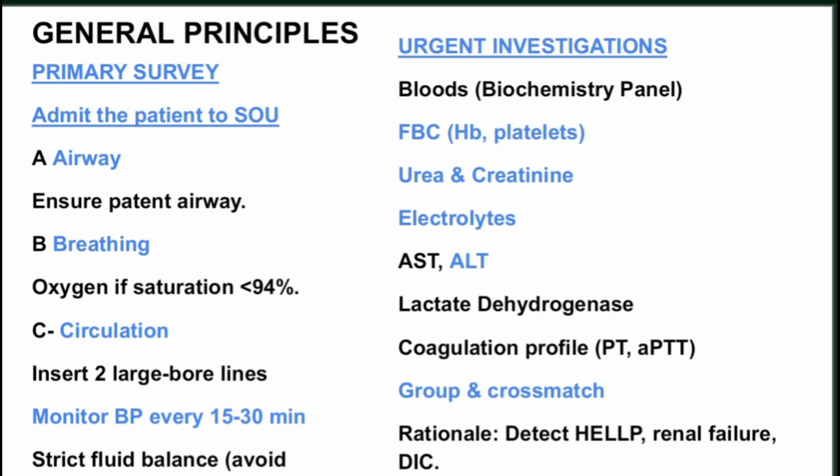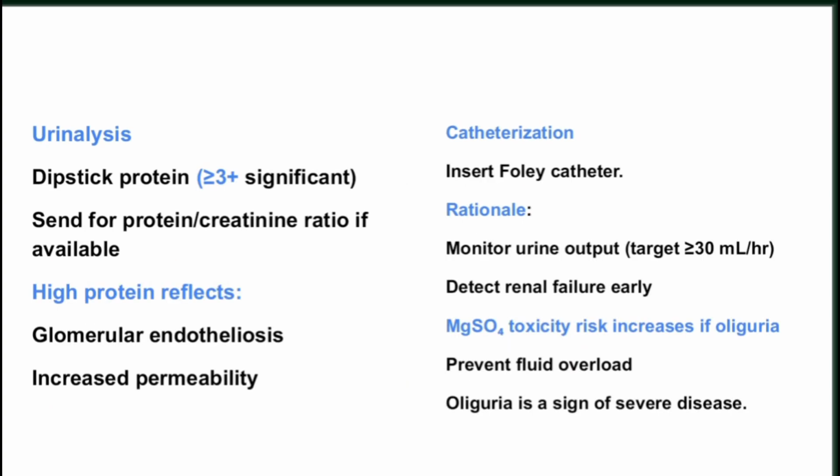Circulation, we're going to insert two large bore cannulas and collect blood for full blood count, urea and creatinine, electrolytes, liver function test, and also do a coagulation profile, and also do a group and save for these patients just to detect any HELLP syndrome or renal function failure or disseminated intravascular coagulation. We're going to monitor our BPs every 15 to 30 minutes, and then we're going to do a urinalysis, and it's going to be marked with about 3 plus proteinuria. We're going to send the protein and creatinine ratio if available.